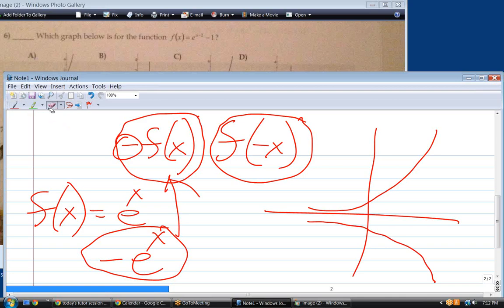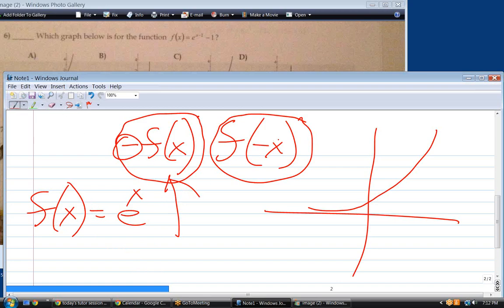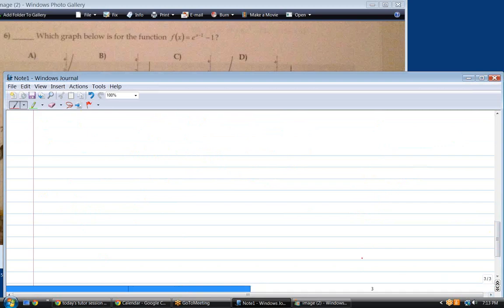But if I said, well, what is f of minus x? If f of x is e to the x, what is f of minus x? Negative e to the x? No, that's minus f of x. Let's review this, because this is a real important point in mathematics.